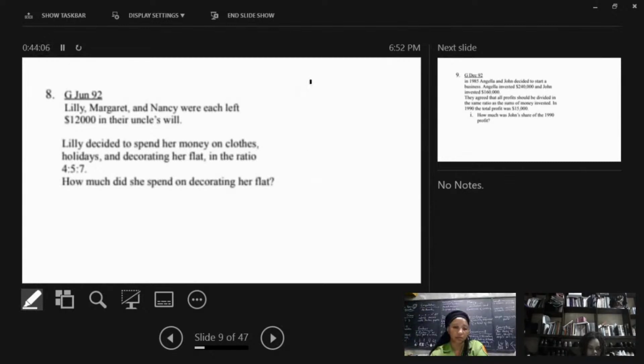She spent 5/16 of her money decorating her flat. We add up 4 plus 5 plus 7, which is 16. So decorating her flat, she spent 5 over 16 times $12,000.